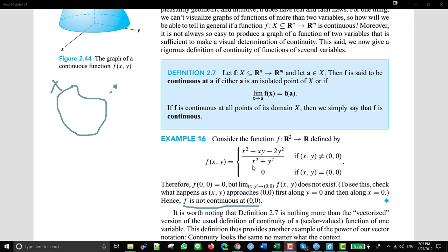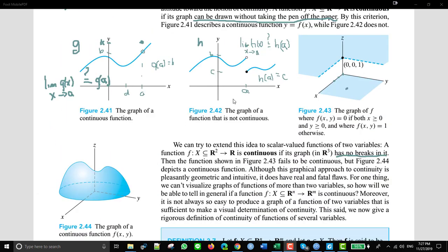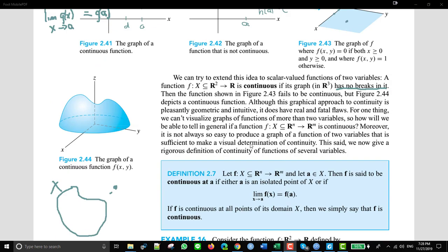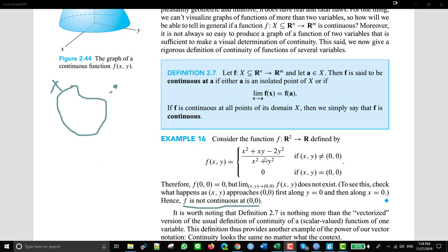So immediately we can just say this is not continuous at 0, 0, because the limit doesn't even exist at 0, 0. That's like here, the limit didn't even exist at a, so we immediately can say that it's not continuous. Here, remember, the limit did exist at a, but still, if the limit at a is not equal to the value of the function at a, then we also have a problem. But first we have to have the limit existing. And here, first the limit doesn't even exist. So we can say it's not continuous.